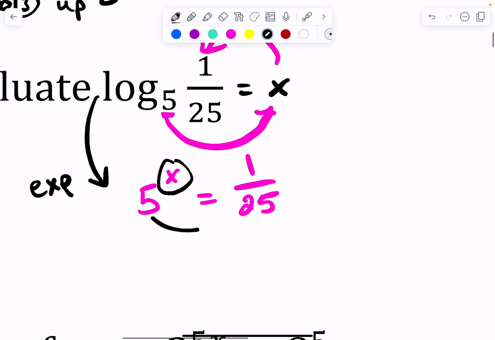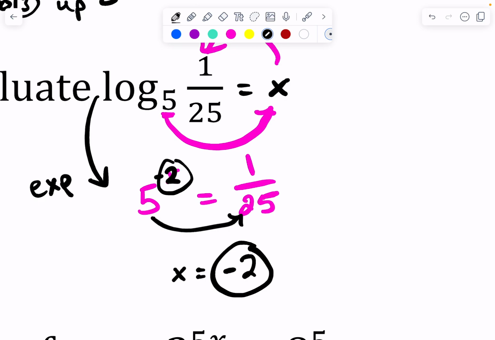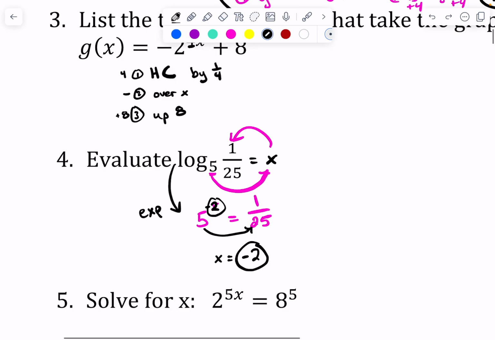I know that if I'm going from 5 to 25, that power is going to be 2. Like 5 squared is 25. But how do I get it to be 1 over 25? It's going to be a negative 2. So x equals negative 2. Negative powers change into being a fraction, right? Okay, so x equals negative 2.